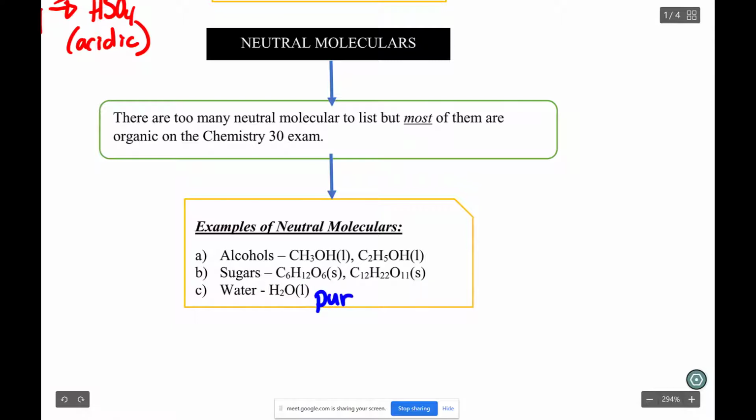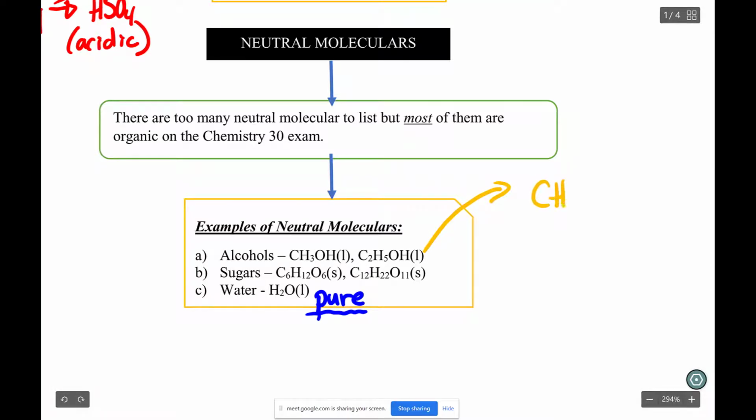Now we're going to learn that water can act like an acid or a base. It actually is the most common acid and base on planet Earth. However, pure water on its own is neutral and is not acidic or basic. The big problem most students have recognizing is when it comes to the alcohols.